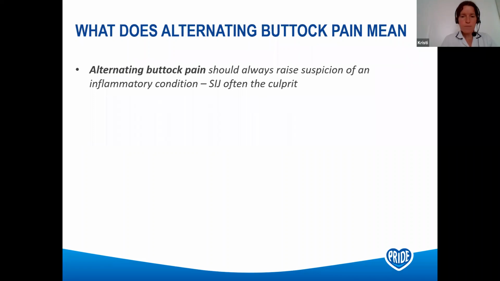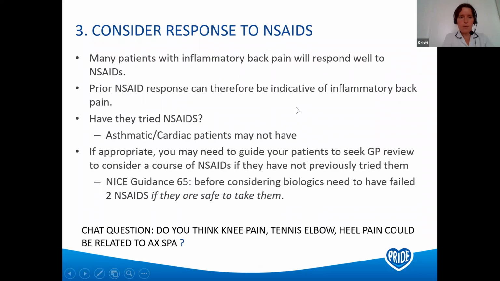Okay, moving on. My slides won't move, just bear with me. Okay, cool. So next tip, consider their response to anti-inflammatories. If you've got an inflammatory condition, it should respond to an NSAID. So if they've tried NSAIDs, do they help? Do they get an effect within a week or so?